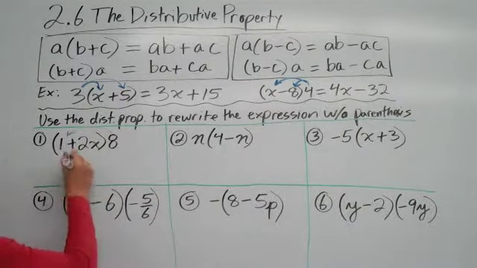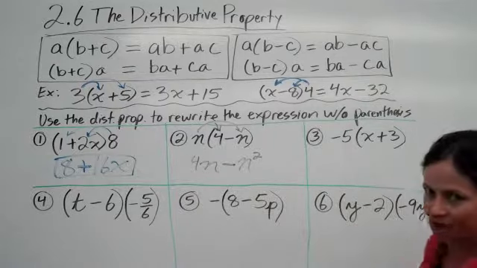Number 2, same idea. Use your double rainbow. So what's n times 4? 4n. And what's n times n? N squared. And what's the sign in the middle? A minus. Number 3, a little bit trickier.